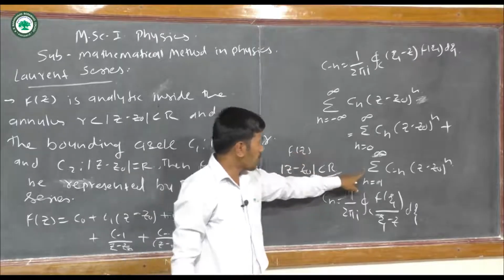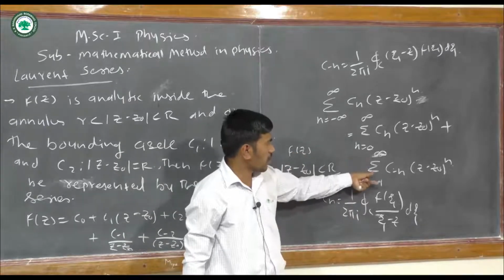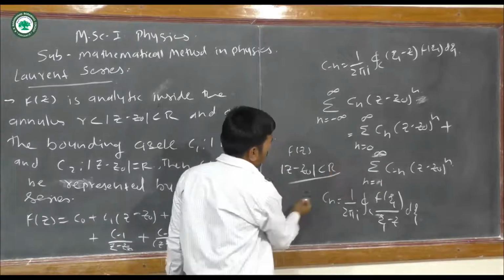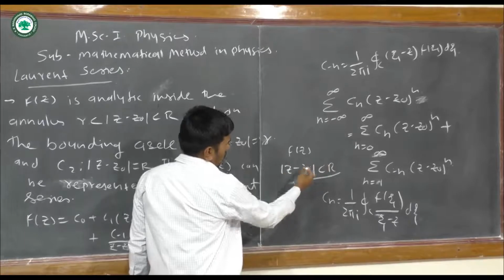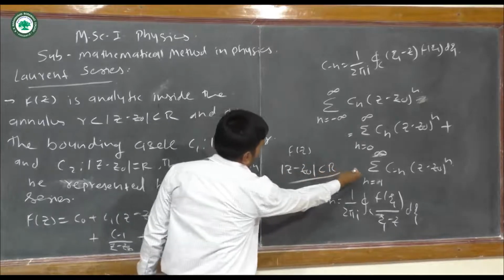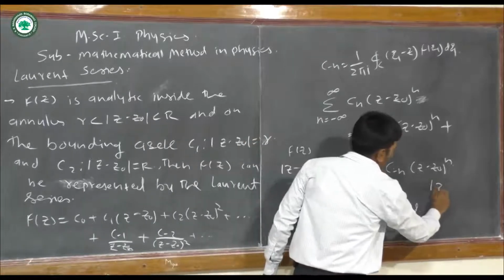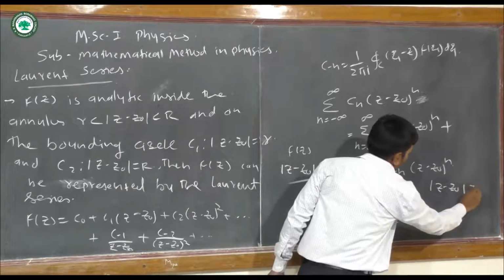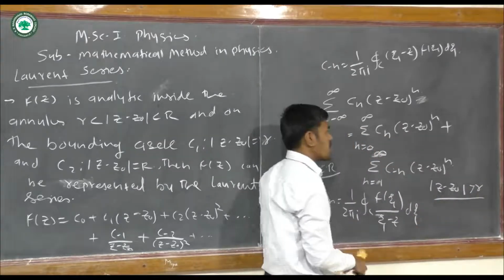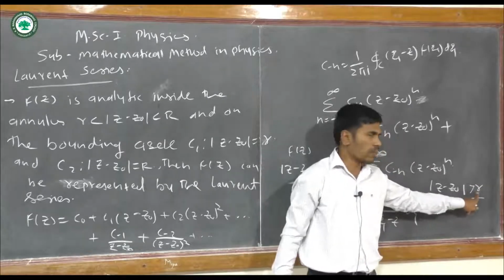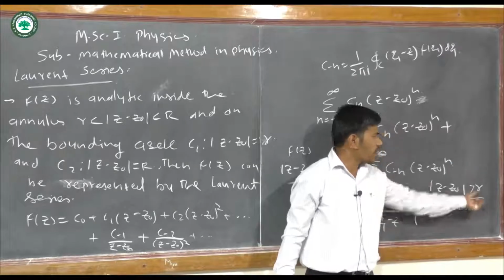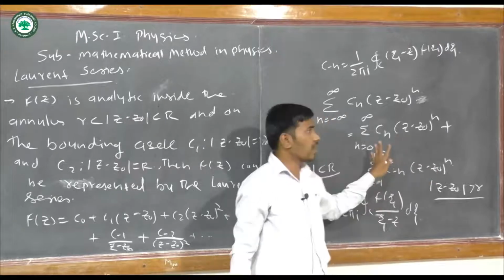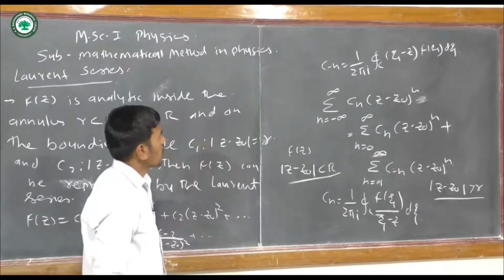The same applies to the second term, that is C minus n (z minus z naught) to the power minus n. Its region is the absolute value of z minus z naught greater than small r. This r defines the radius of convergence, the region where we can expand the series, and z naught is the center of the series. This is called the Laurent series.